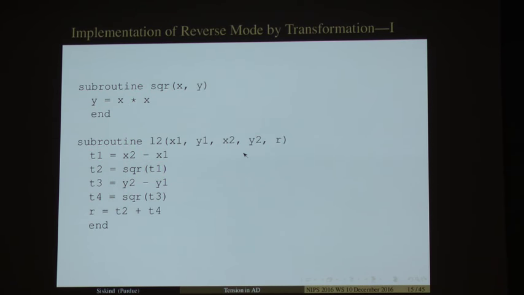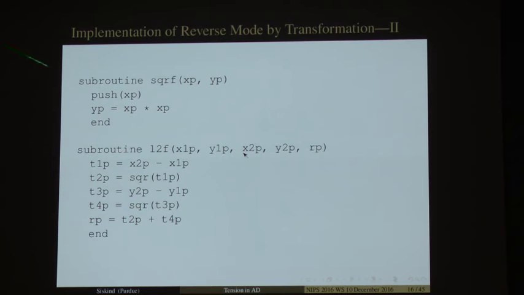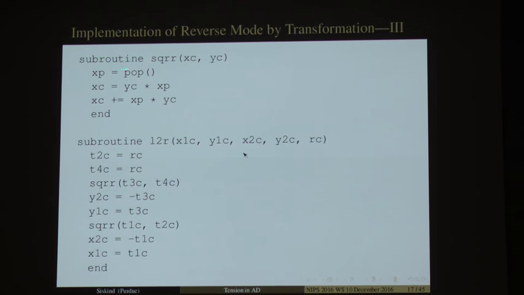of this variable. So what we have to do is instrument the forward phase to save the value of the variable on what's called a tape. The reverse phase over here accesses it, and then the reverse phase has to pop it off.